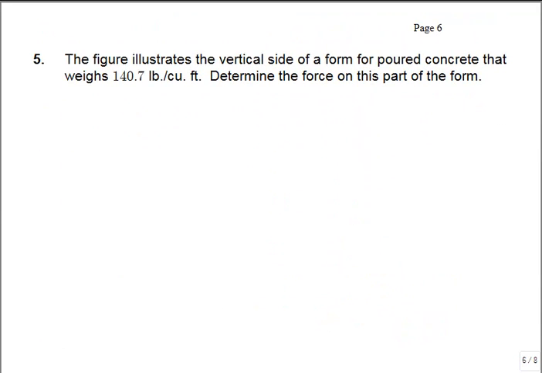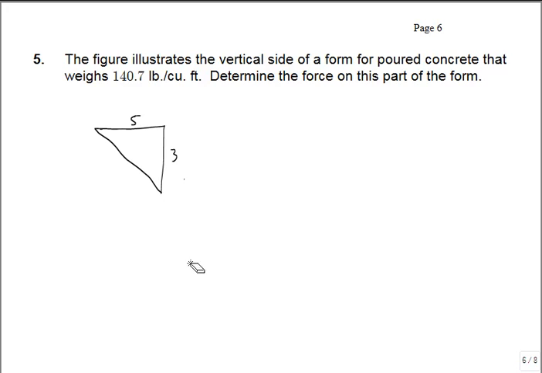All right, our next example. The figure illustrates the vertical side of a form for poured concrete that weighs 140.7 pounds per cubic foot. Determine the force on this part of the form. And I haven't actually drawn it yet, but this is what it's going to look like. It's going to have the shape of a triangle with a width of 5 here and 3 units going down.